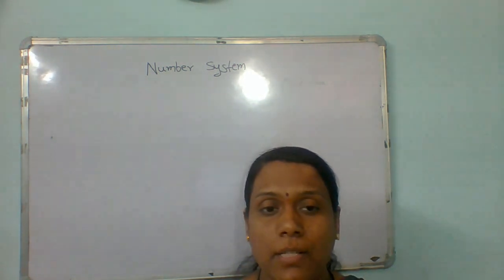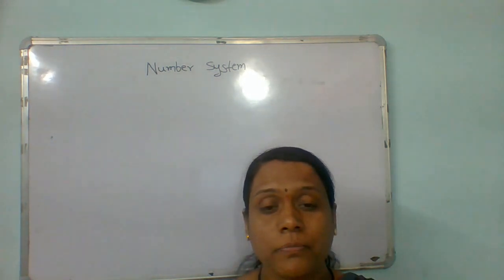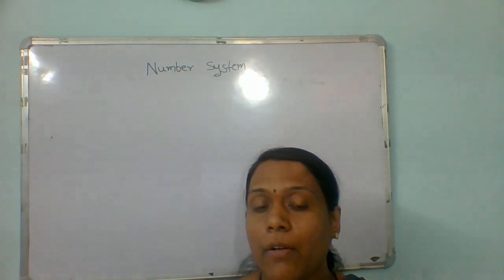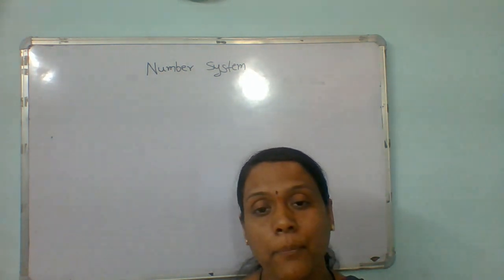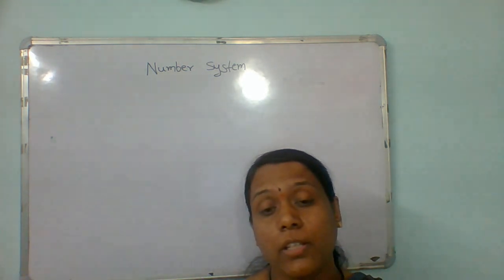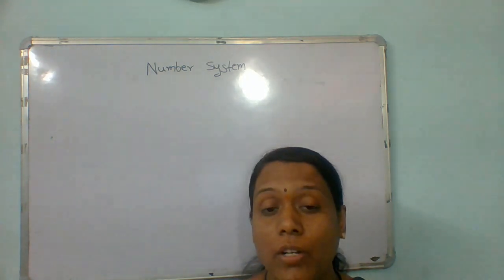Now what is a number system? Why are there different number systems? Because each number system has different symbols, and whatever number is formed is formed with the help of the symbols present in that number system. Okay, so we will discuss one by one.